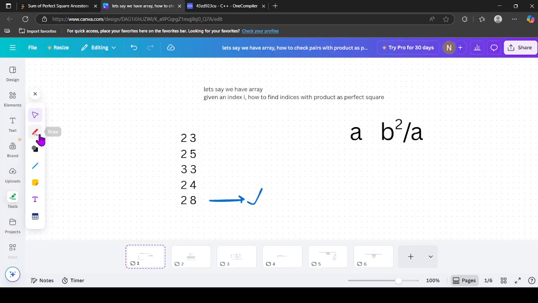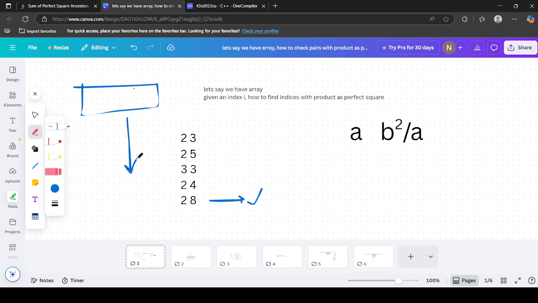So for now, let's forget about the tree and let's say we have an array, and we have q queries or something. Let's say given an index i, we have to find the number of other indices where the product of the value at that index and the value at this index is a perfect square. For example, given index 2, we have to find the number of indices other than 2 such that v of 2 into v of that index is a perfect square.